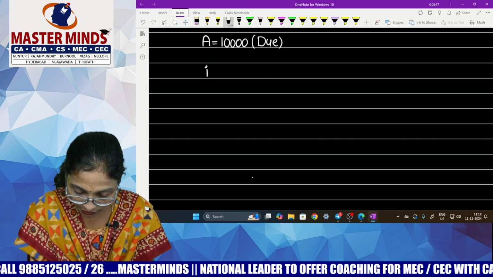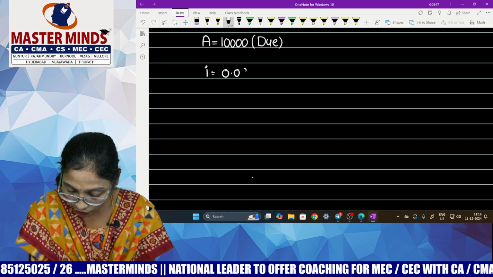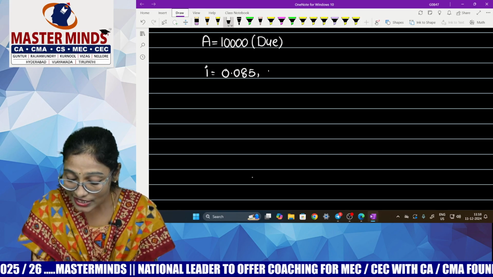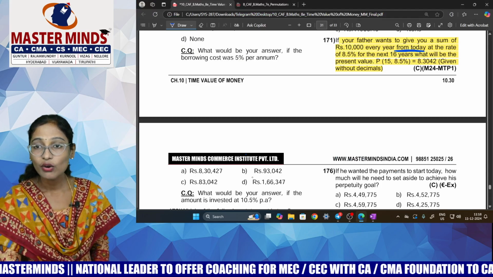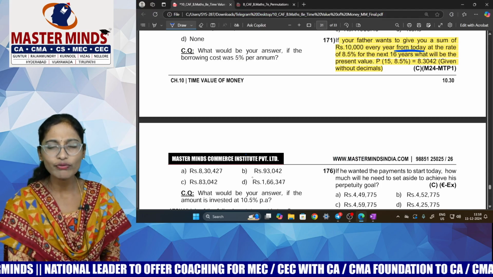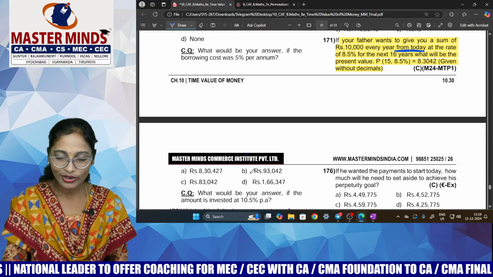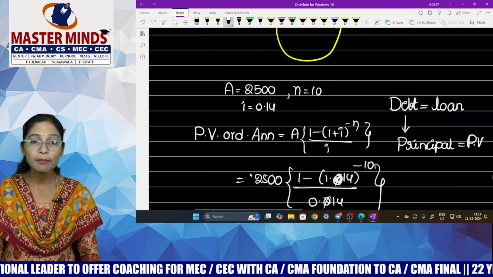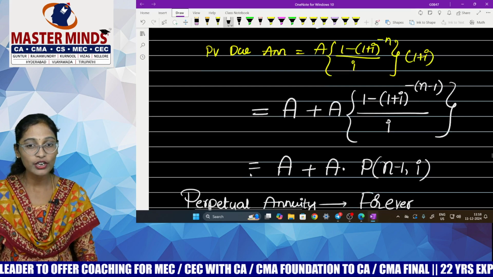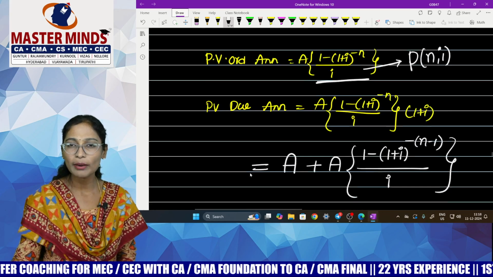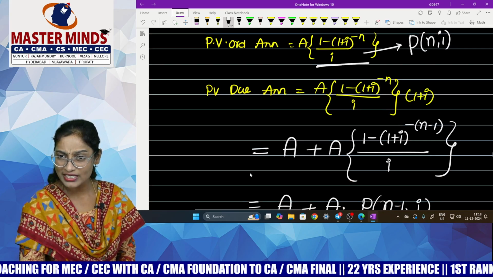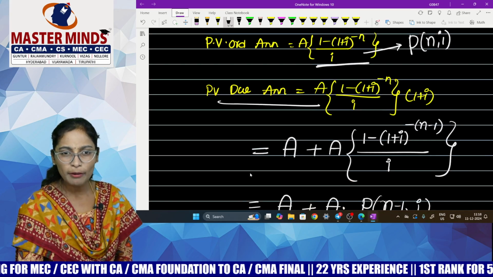So what is the rate of interest? 8.5. For how many years he is giving you? 16 years. Now, next line. What will be the present value of this annuity? So guys, try to understand. It is a due annuity and present value of due annuity, madam gave you a formula. Present value of due annuity is A plus A of (1 minus (1 plus i) whole power minus of (n minus 1)) by i. Usually people go for this formula.